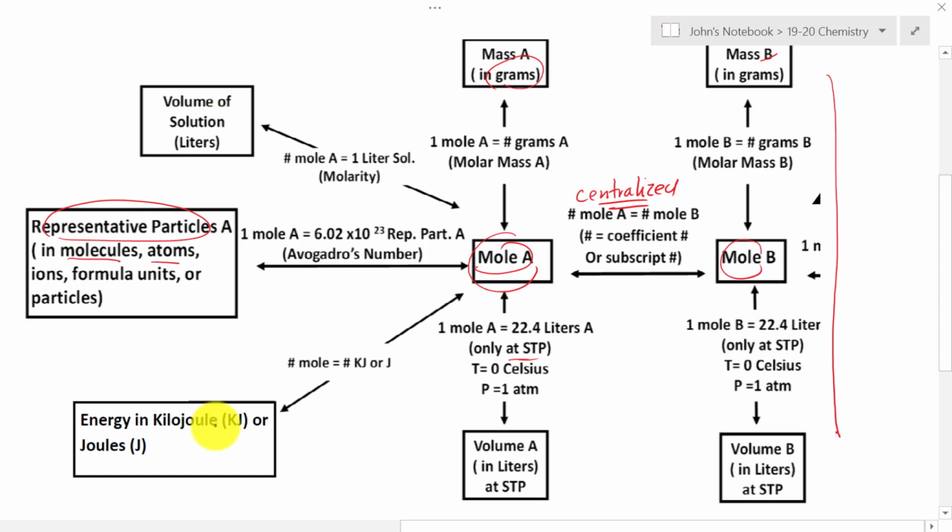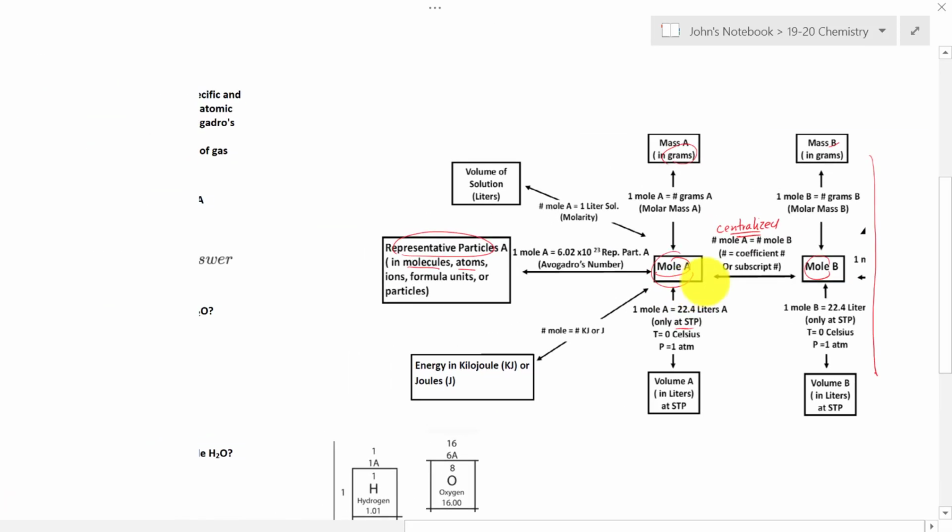So that's the reason why the unit mole is so important, because it allows us to quantify substances not only in terms of atoms, mass, volume of gas, or liters of solution, but also in terms of energy, and it also allows us to convert from moles of A to moles of B, which is essential to understanding how chemistry works in real life.